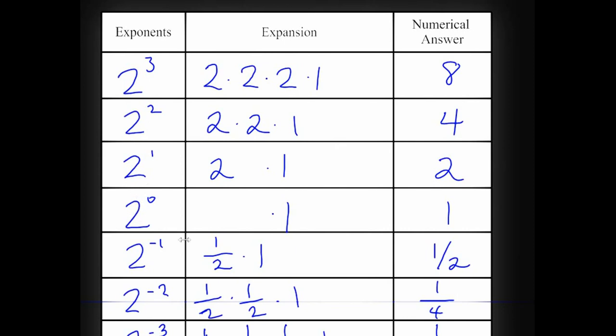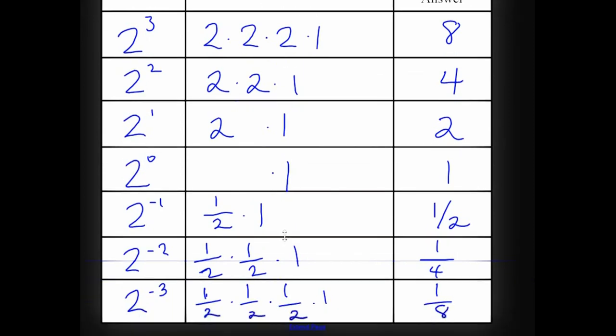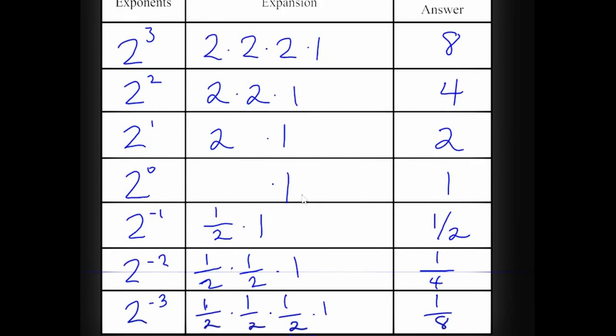Now here's the funny thing. When I go 2 to the 0, what am I left with? Well, I'm left with 1. The 2's disappear. If you look, 0 is the power, and I have 0 2's. I don't have any. But I do have a 1 because it's the multiplicative identity.